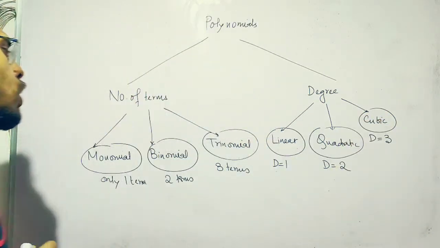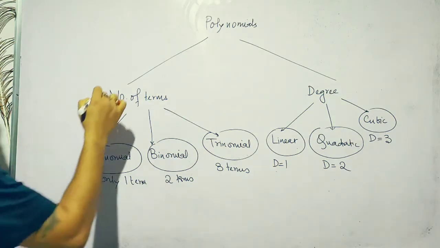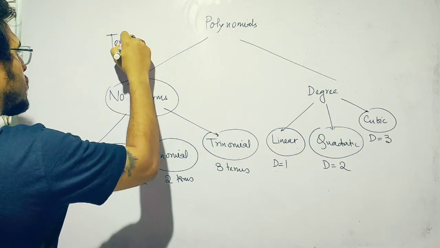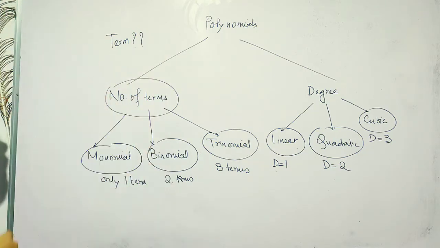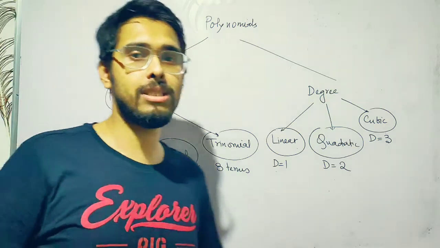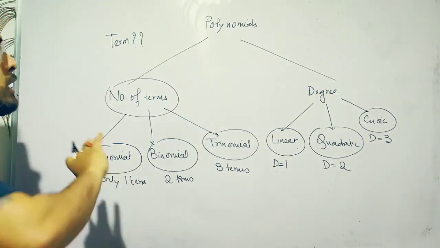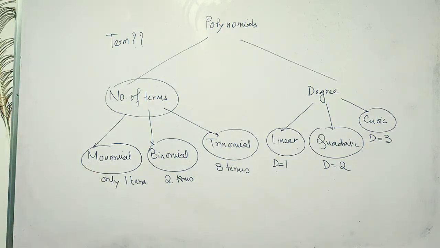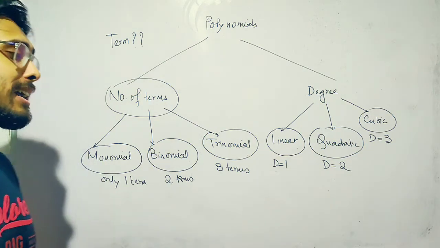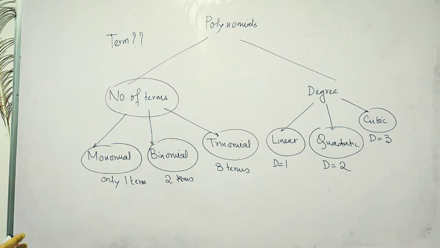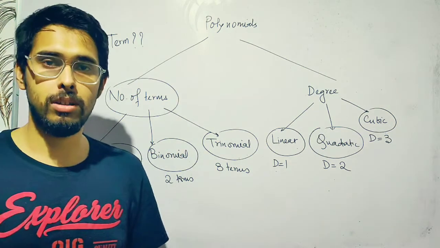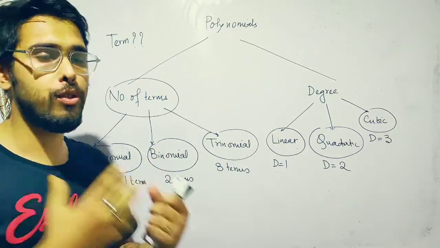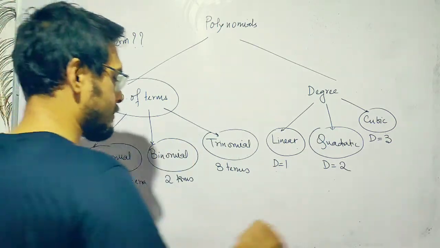Now let us talk about them one by one. Let us talk about the number of terms. Before that, let us talk about what exactly the word term means. To know what a term is, we have to talk about the polynomial first of all. So please take it down. What exactly is a polynomial? What is the standard structure, a standard expression or equation of a polynomial? We are going to talk about that. So let us start.